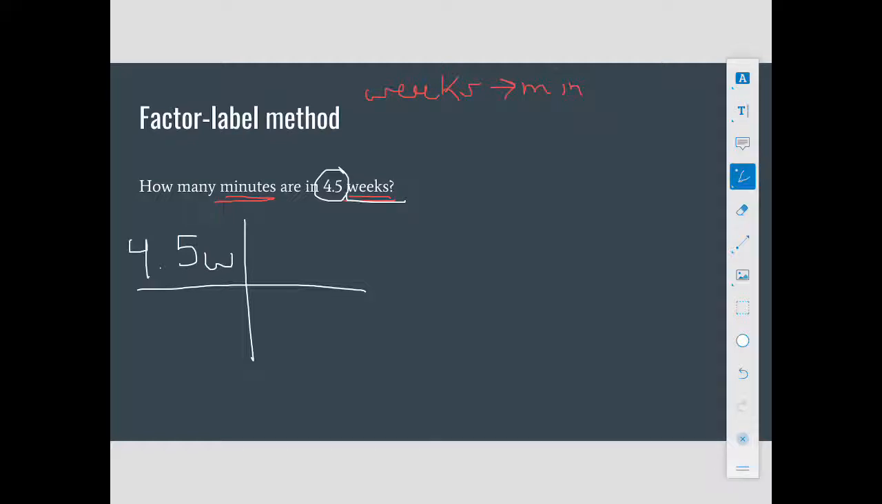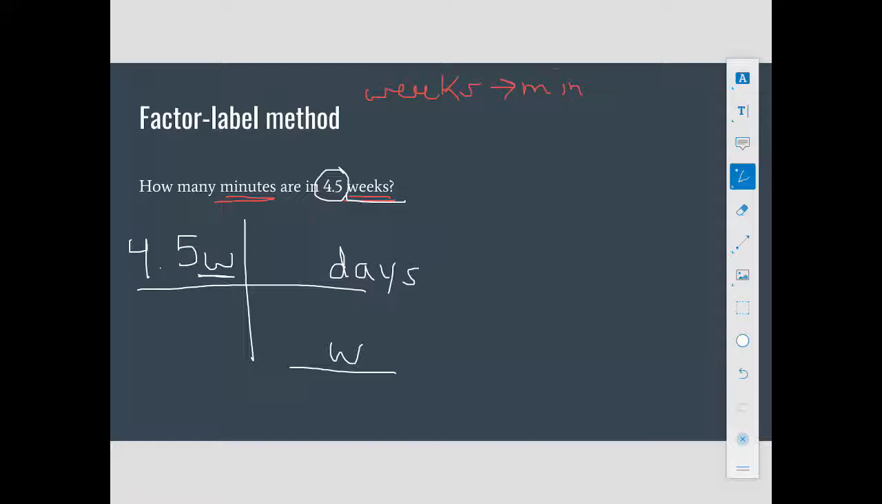Now, to set up a conversion, I need to get rid of weeks. I need to get rid of W. To get rid of something, you put it on the opposite side. What that means is if I want to get rid of weeks, I have to put it down here. Then I want to get into the thing that I know off the top of my head that I can next get into, which in this case is days. I don't know how many hours or minutes are in a week, but I do know how many days are in a week. So I put that on top.